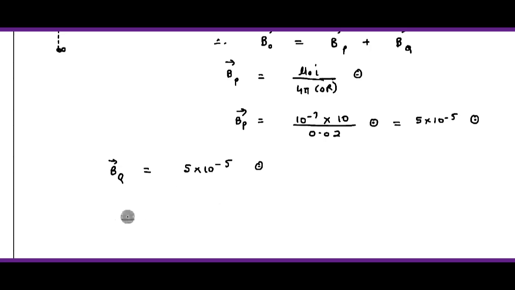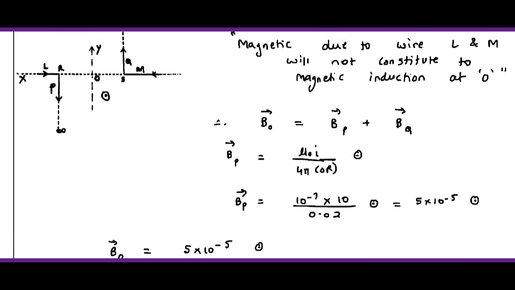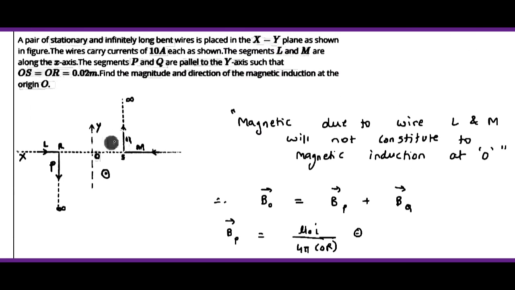Alright, so from here we can say therefore BO, that is net magnetic field at O, can be written as BP, that is this can be written as 2 into 5 into 10 raised to minus 5, and it is outward. So this gives us the answer as 1 into 10 raised to minus 4 Tesla. So this is the unit of magnetic field. So we can say this is the answer to this question, that is net magnetic field or induction at O we are getting. So I hope you have understood the concept well, and thank you for watching.